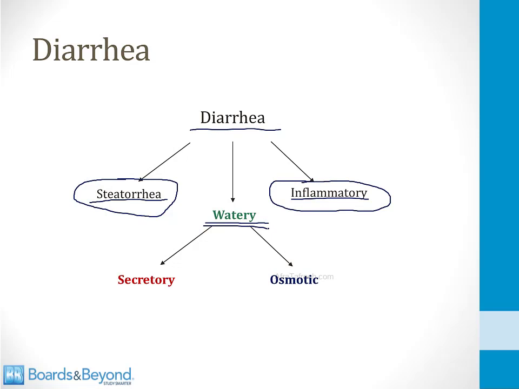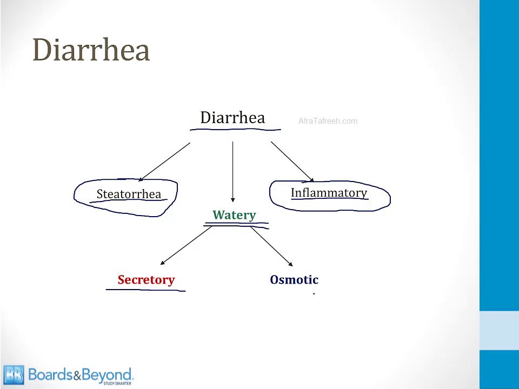Watery diarrhea, on the other hand, can happen for one of two reasons. The first reason is called a secretory diarrhea. The classic example of this is an infection with cholera. Cholera secretes a toxin that stimulates the GI tract to secrete fluid and electrolytes. As a result, there is a watery diarrhea.